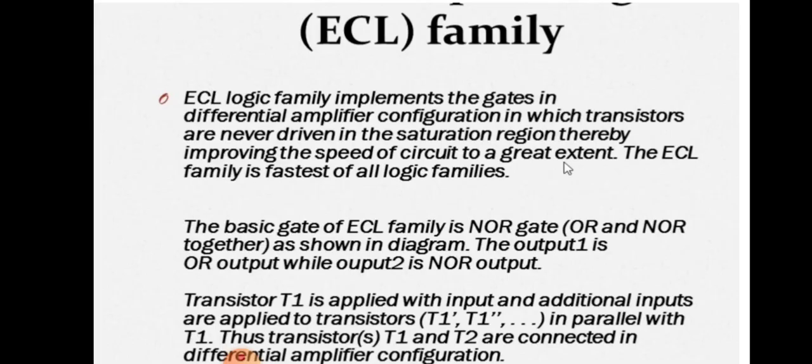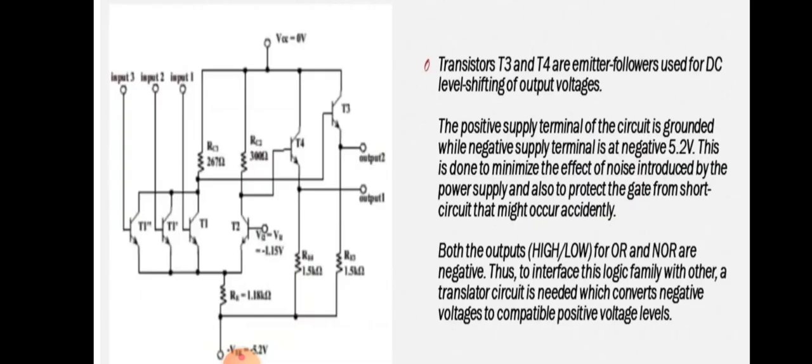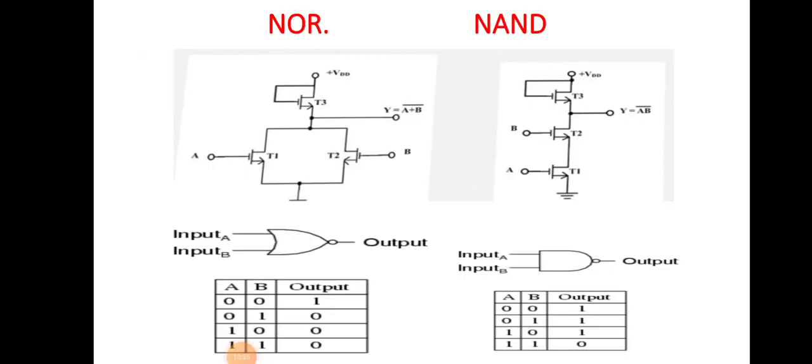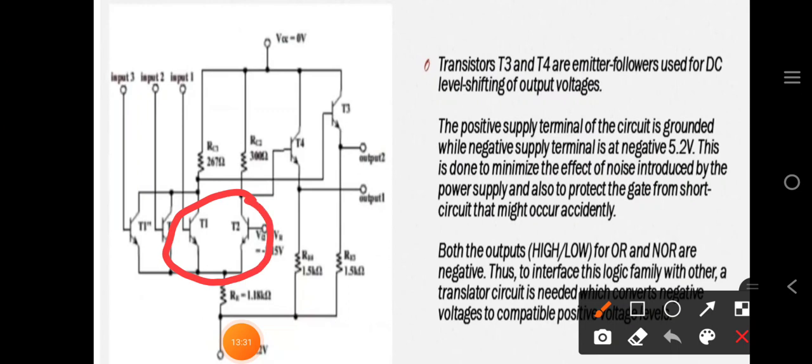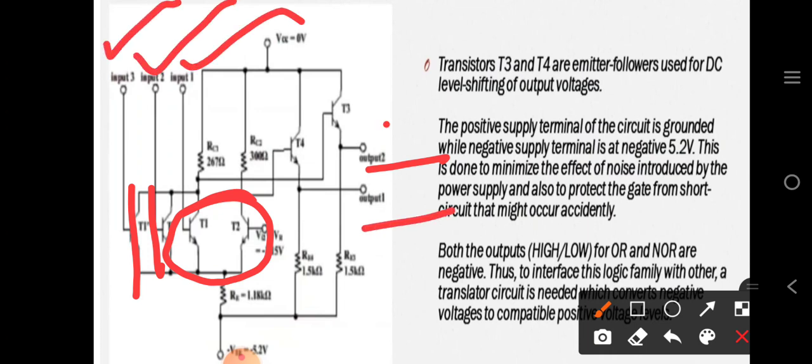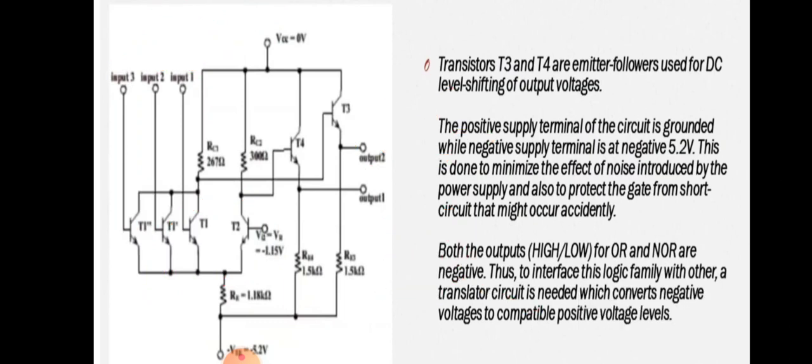Now the third point says that T1 and T2 are connected in differential amplifier configuration. Differential amplifier means what? Here you can see both the emitters are coupled together in the differential amplifier configuration, and T1 is connected in parallel with the other transistors. These are the outputs, two outputs, and these are the three inputs. This is for the NOR gate and this is for the OR gate. Now we will see how the ECL works.